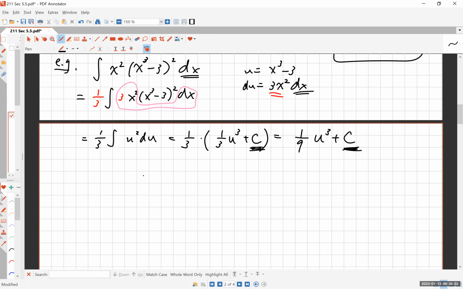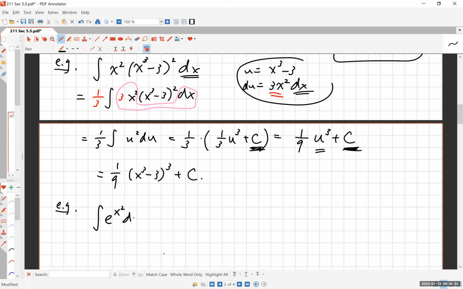All right, so the answer is 1/9. And again, I cannot leave any trace of u in my solution, because this was something that I came up with, not the person who asked me the question. So this will be 1/9 (x cubed minus 3) to the third plus c. Okay, so that is my answer. Here's another example.